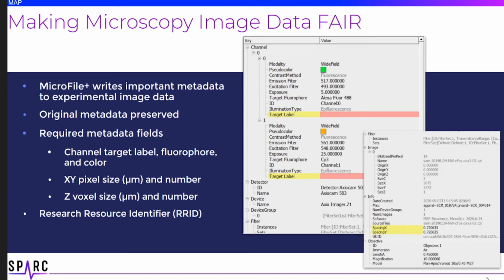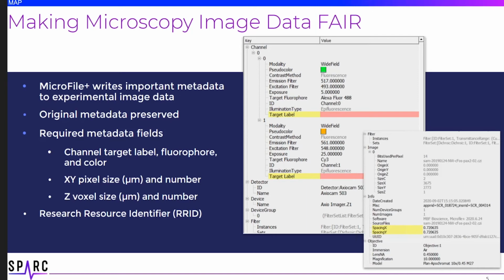Equally as important for repurposing and analyzing image data is the X and Y scaling, as well as the Z spacing for three-dimensional image data. By knowing the actual dimension of each pixel, accurate measurements can be made, allowing for alternative image analysis or reproduction of derived morphometric conclusions. When converting with MicroFile Plus, the software's Research Resource Identifier, or RRID, is automatically added to the file metadata to ensure the data generated is reproducible, reusable, and citable.